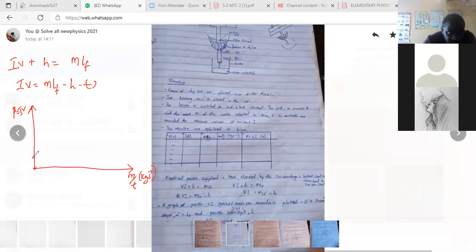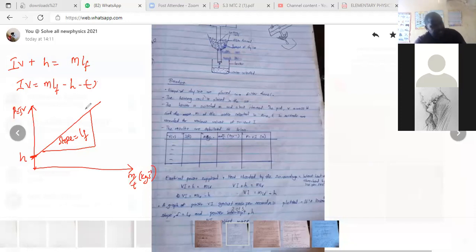And now, the intercept is the power due to the heat loss to the surrounding, and thus the slope is the latent heat of fusion. The slope of this graph. So with that, you can predict the latent heat of fusion of ice using the electrical method.